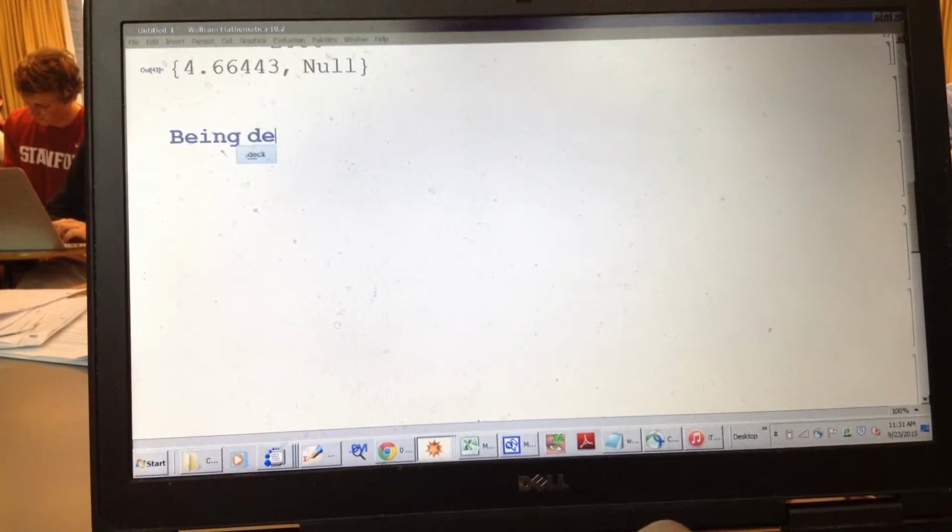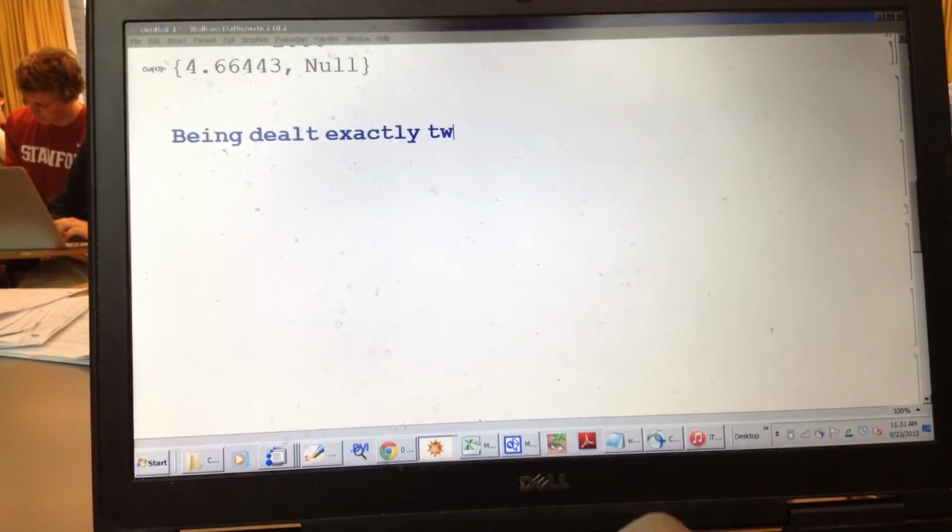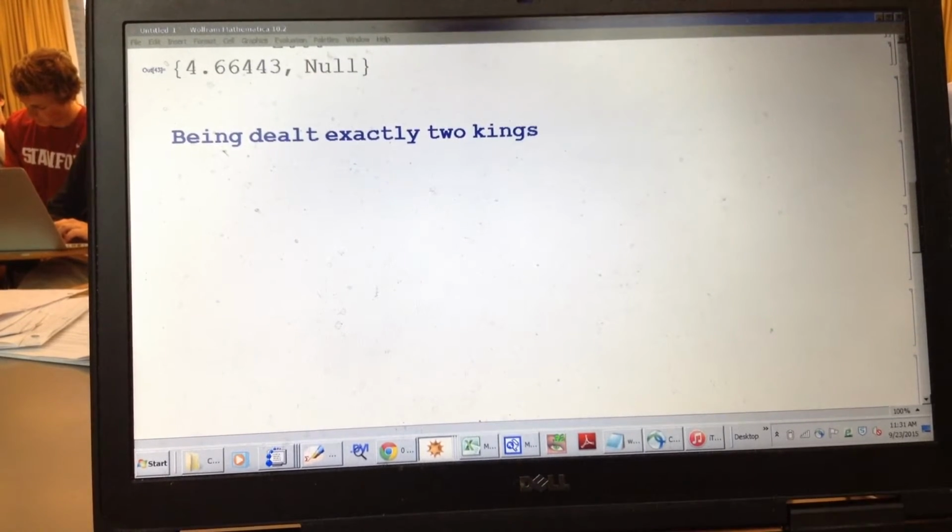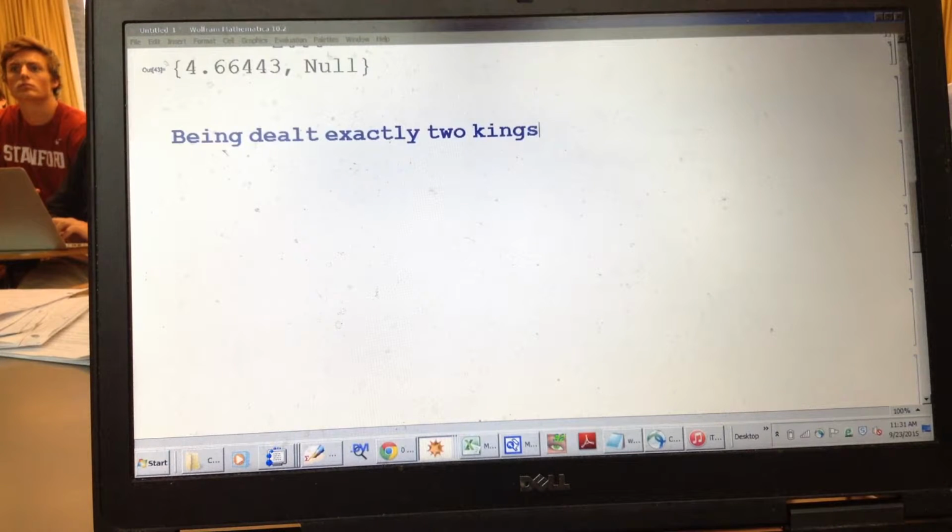So being dealt exactly 2 kings. Which do you think is easier, being dealt exactly 2 kings or being dealt at least 2 kings? Exactly. No, at least, because there are more possibilities. But just setting up the simulation, which do you think is easier? Oh, aren't they the same?